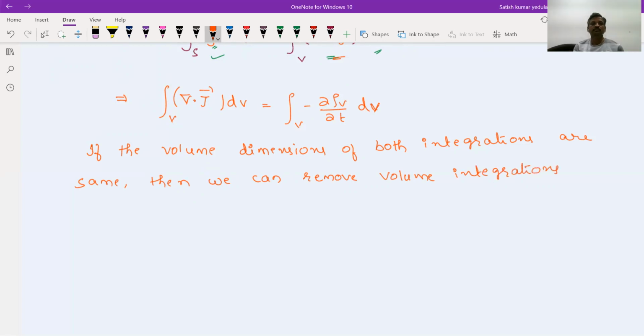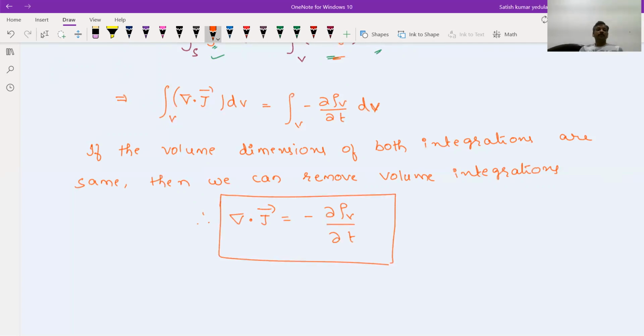Now you can simply remove these volume integrations, and you can simply write divergence of J is equal to minus ∂ρv/∂t. And this is the point form of the continuity equation for current, or the differential form of the continuity equation for current.